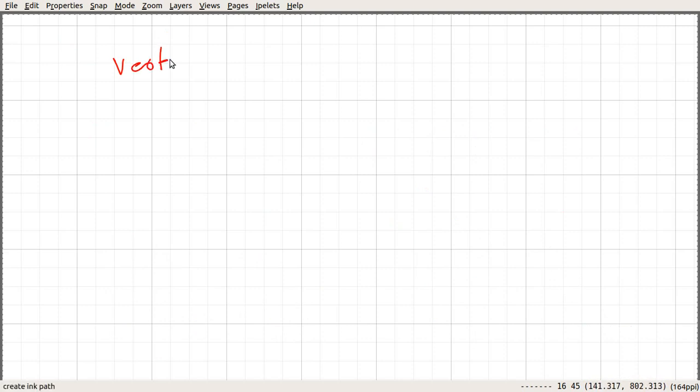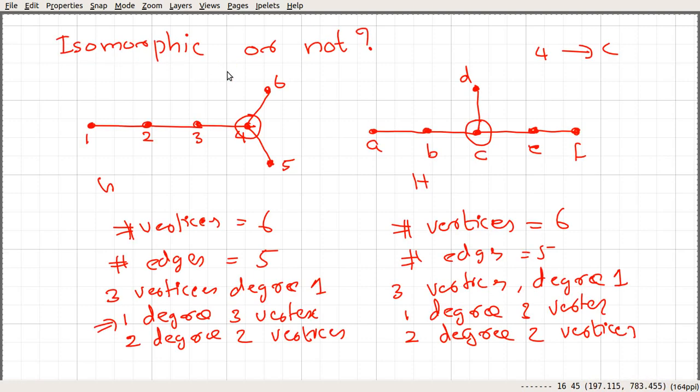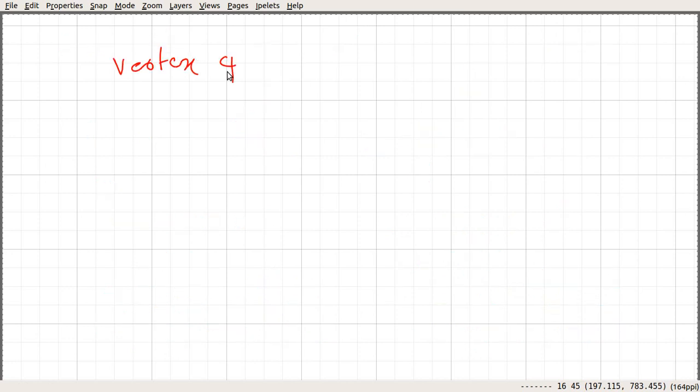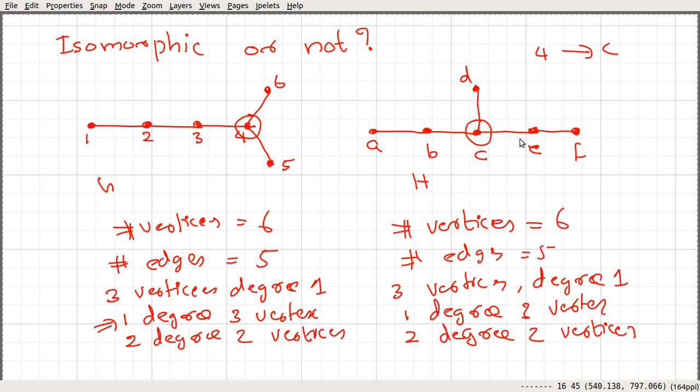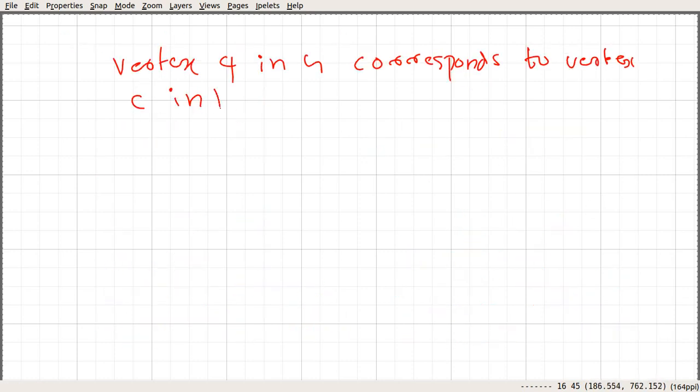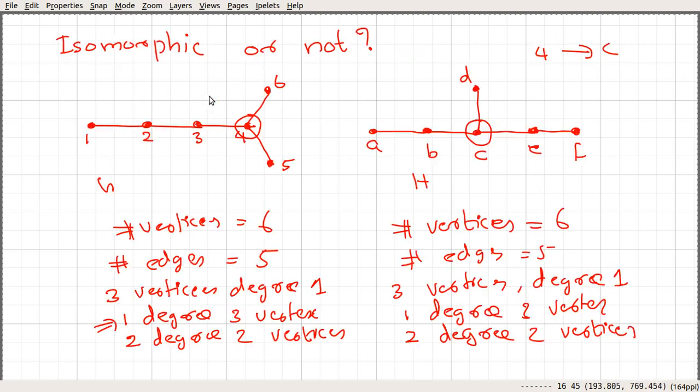Vertex 4 in G must be mapped to vertex C in H, because those two are the only vertices with degree 3.